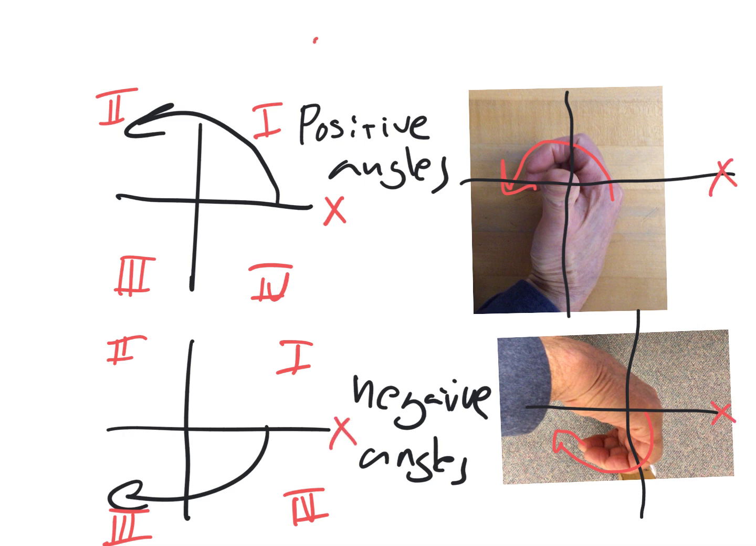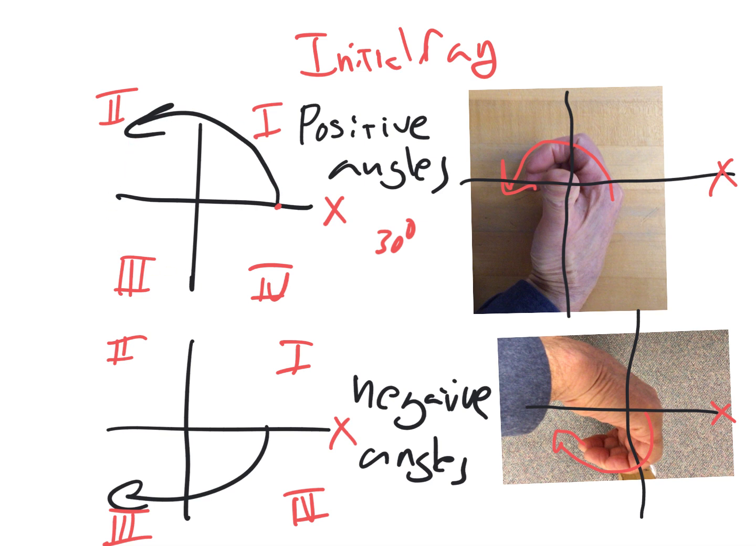That's always where we start. That's called the initial ray, because angles have two rays, right? We always start at the x-axis. If you have a positive angle, like if they want us to sketch a 30-degree angle, we're going to start right here and go to the right. We're going to go around the axes like this. We're rotating it around.